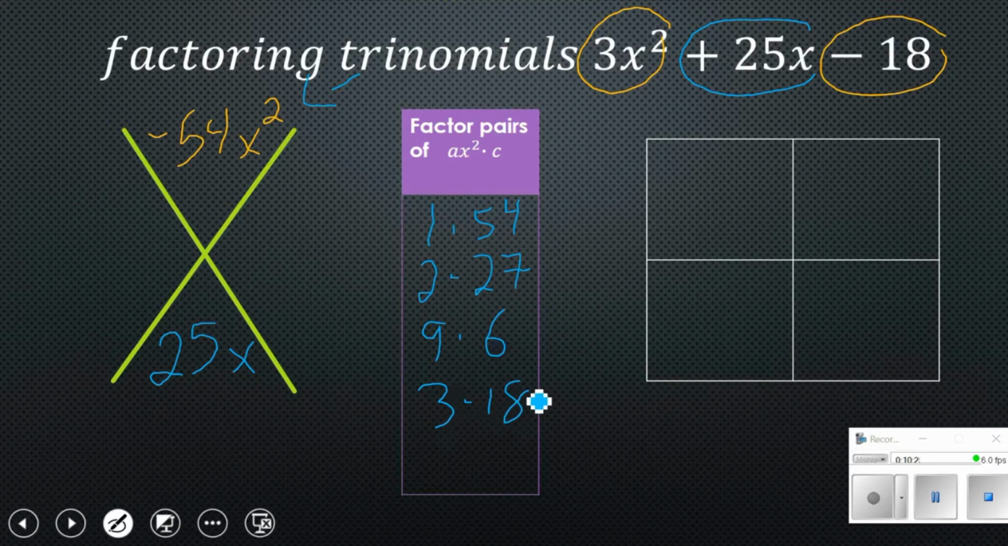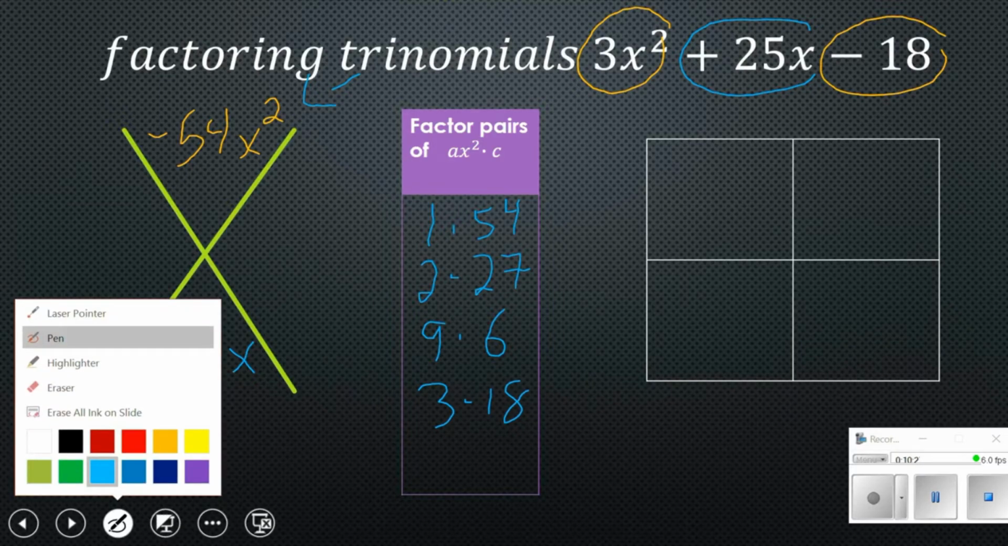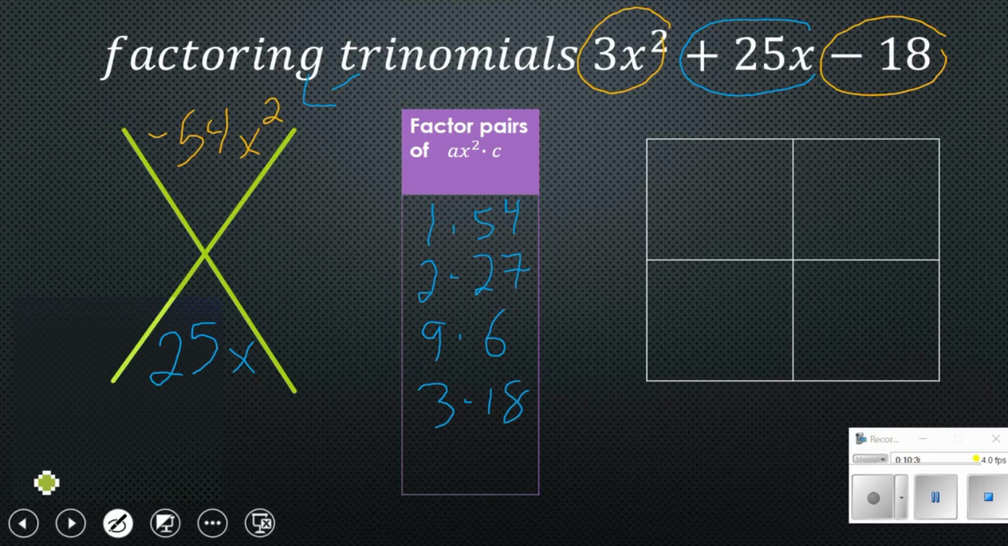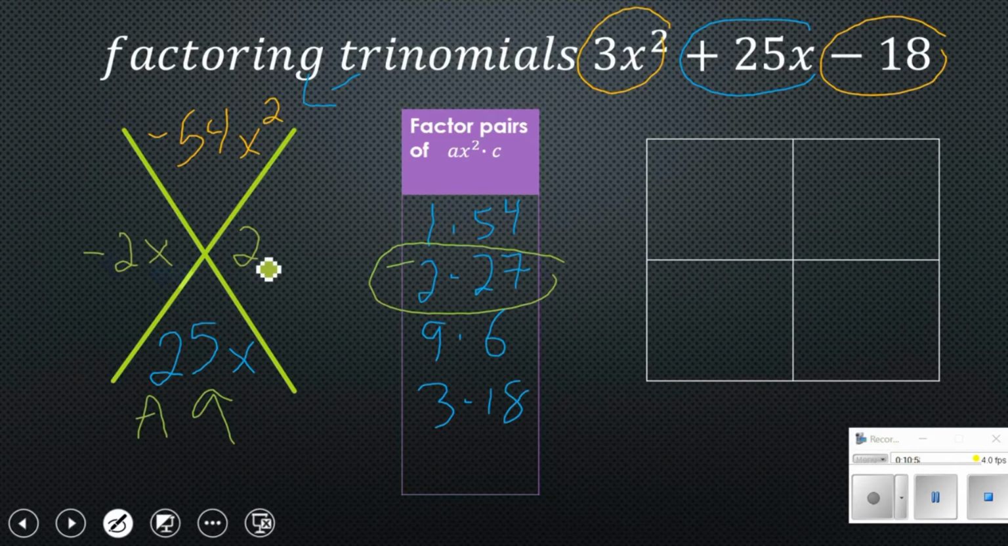But we do have our magic pair, that's for sure. So we're going to go ahead and circle that one. So we're looking for two numbers that multiply to negative 54, but add to 25. Since the addition part is positive, that means the bigger number is going to be positive. So when we look at the pair 2 and 27, if I make the 2 negative, that's going to make my addition pair equal to 25. When I multiply negative 2 and 27, I get negative 54. So my magic pair is negative 2x and 27x.